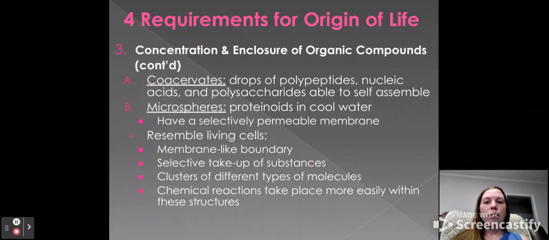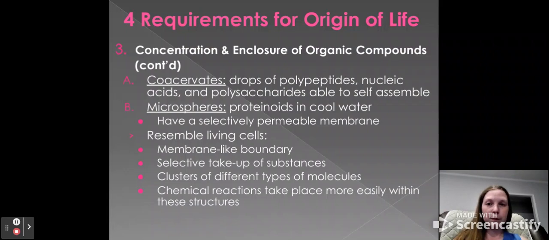There are, let me see if I can say these right, coacervates, which are drops of polypeptides, nucleic acids, and polysaccharides, which are sugars, able to self-assemble, and microspheres, which were proteinoids in cool water. These would have that selectively permeable membrane, so things could pass in and out of these proteinoids. They resemble living cells that we see today as membrane-like boundaries. They can take in or let out specific substances. They will cluster as different types of molecules, and reactions can take place more easily within these substances because they are bigger.